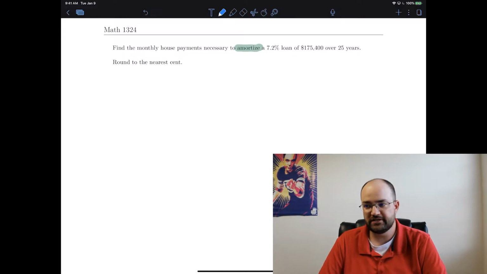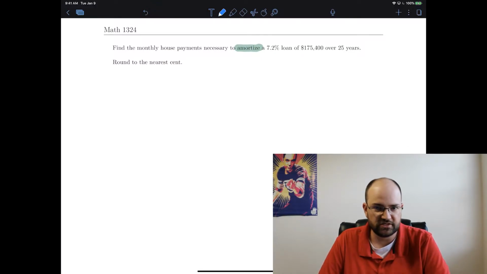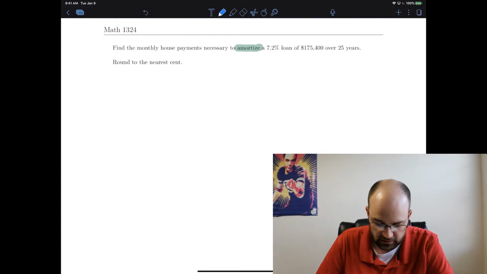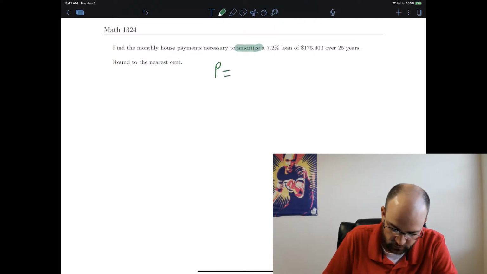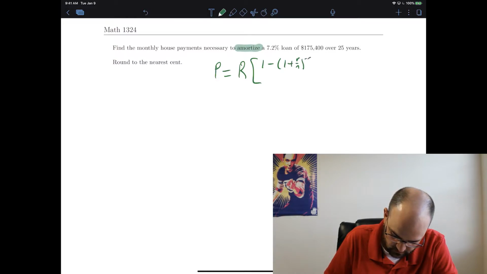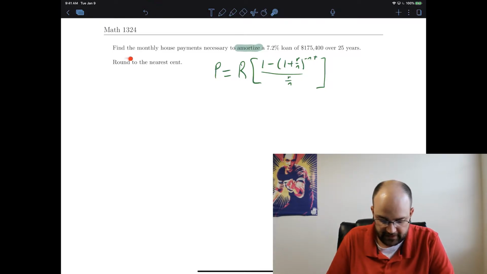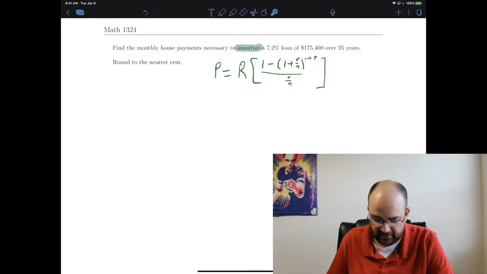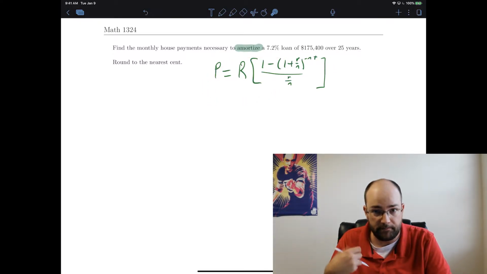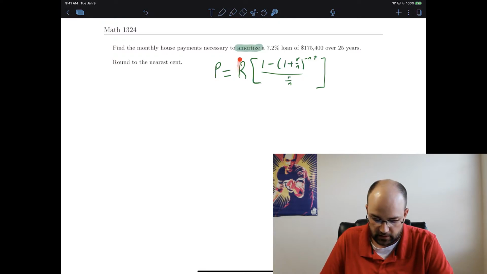And so basically what that's saying is that you're going to see an amortization table here in a little while. But for now, we're actually going to be using the formula for present value of an annuity. And if you remember, the present value of an annuity is this. But I will say the TVM solver is easier, and I'll show you in just a second. Anyway, to find the monthly house payments necessary to amortize, in the formula, the monthly house payments, or the payments per whatever it is, in this case month, is always represented by R.